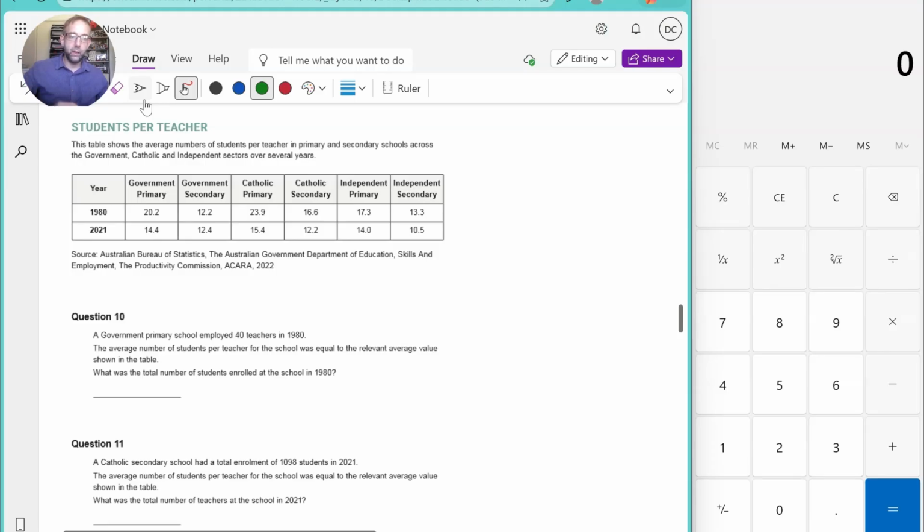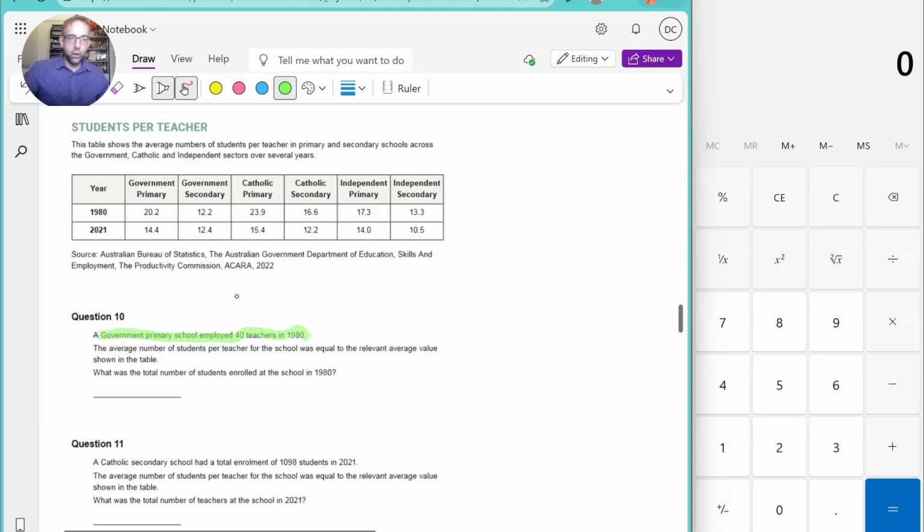Otherwise, let's get going. So question 10, it says a government primary school employed 40 teachers in 1980. So let's just highlight some key things. They employed 40 teachers in 1980. And this table above says the average number of students per teacher is equivalent to the numbers that we're showing up there.